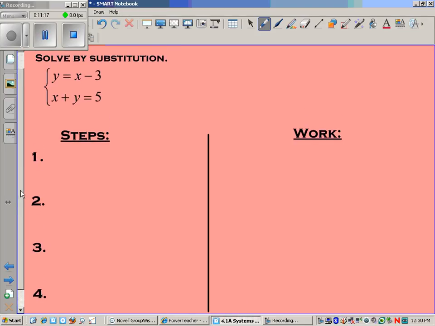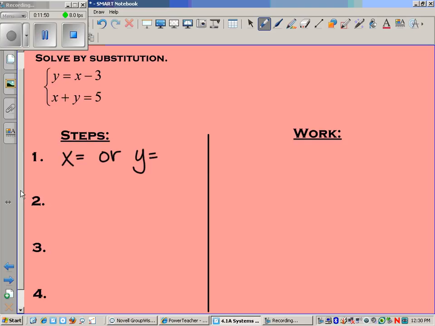There are 4 steps for substitution. All right, anytime your question asks you to solve by substitution, your first step is you need to get one of your equations. It doesn't matter which one, but you need to get one of your equations to either say x equals or y equals.